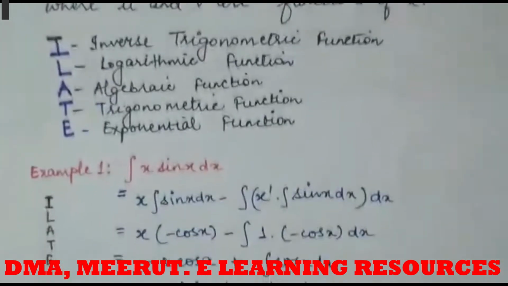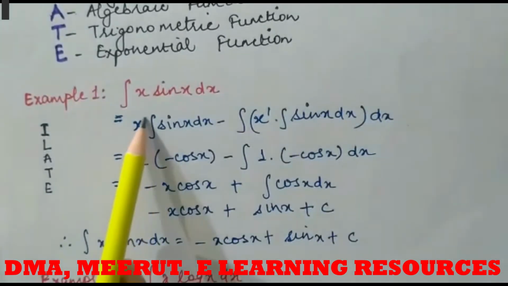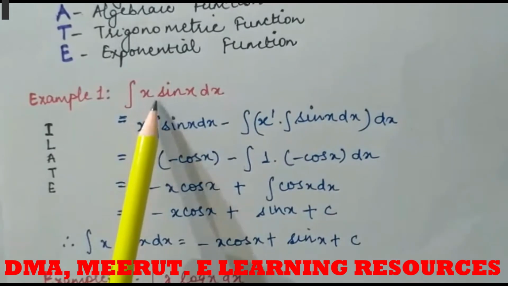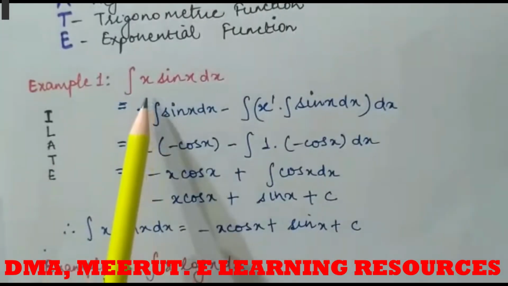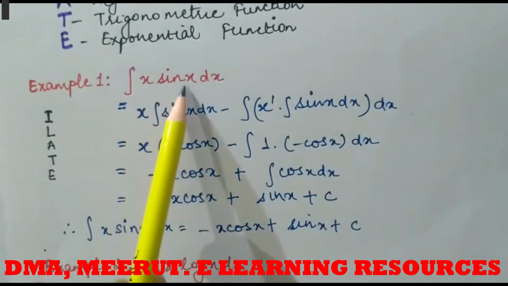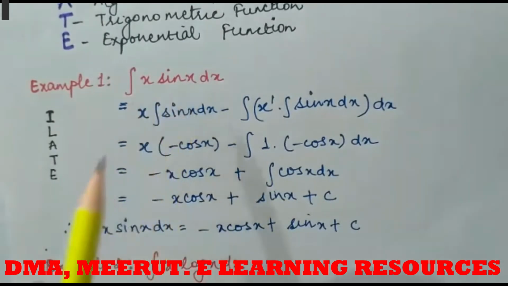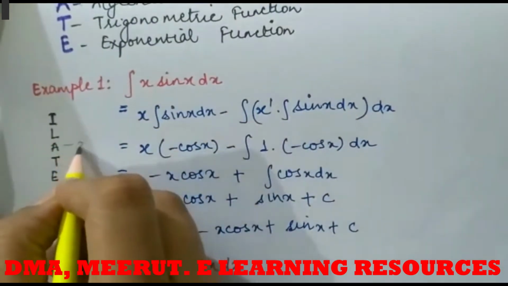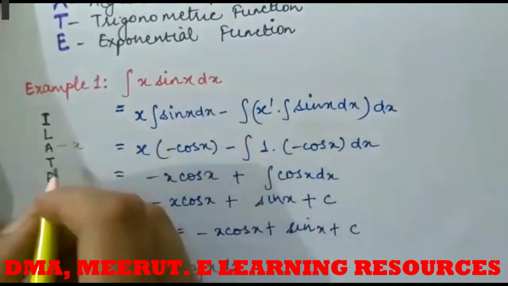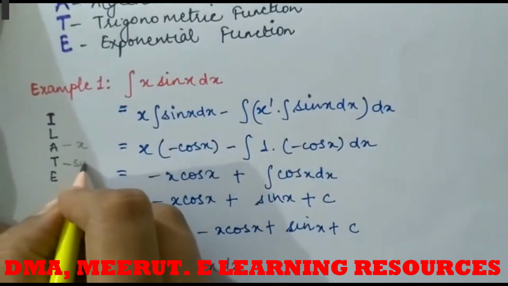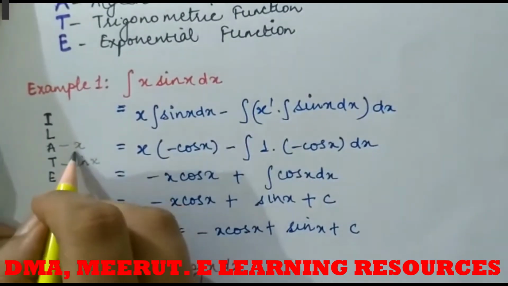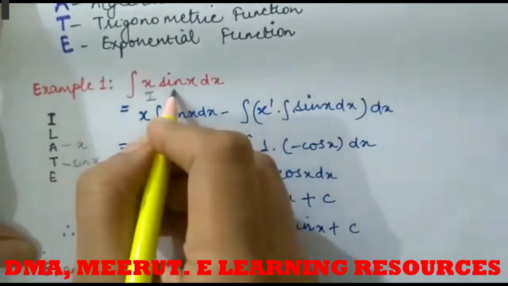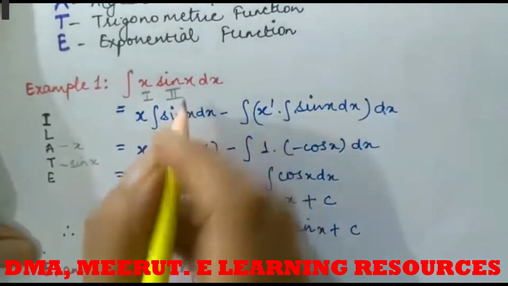Example: x sin x. We have to find out the integration of the product of x sin x. Now which will be the first function and which will be the second function? For that, see, x is the algebraic function and sin x is the trigonometric function. So according to ISATE, which comes first? x comes first. So x has to be the first function and sin x has to be the second function.